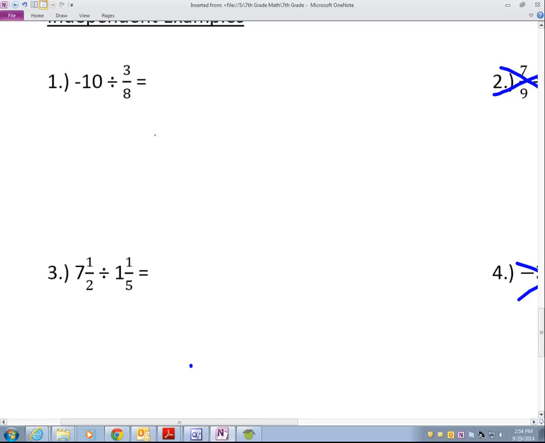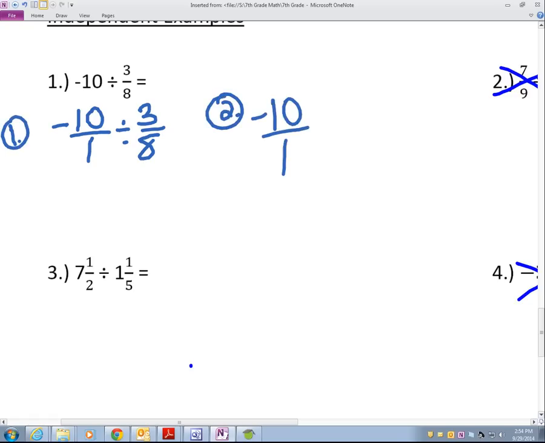There we go. So we have negative 10 divided by 3/8. So how many 3/8 go into negative 10? Because only one of these is negative, that means the end will have a negative when I'm done. So I've got to remember that. First step, make it into an improper fraction. So I'm going to make it negative 10 over 1 divided by 3/8. Second step is to not do anything with the first part. Third step, make it into a multiplication sign.